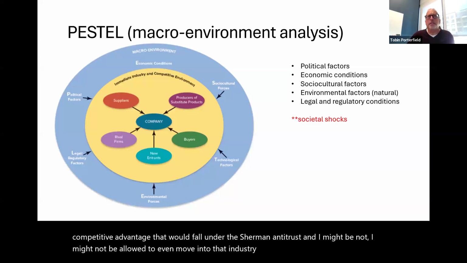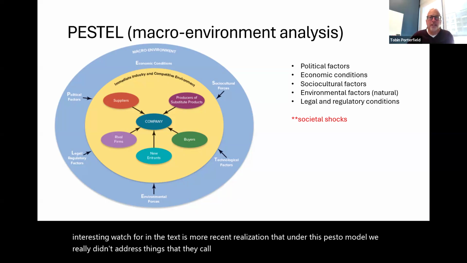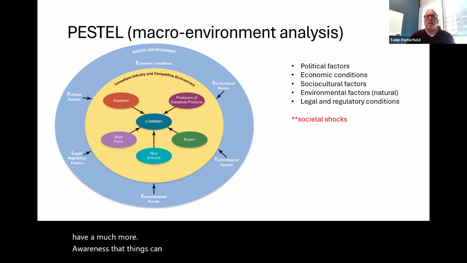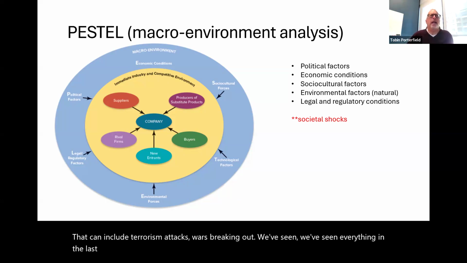Another item that I think is interesting to watch for in the text is a more recent realization that under this PESTLE model, we really didn't address what they call societal shocks. After experiencing COVID, we have a much more awareness that things can go horribly wrong, horribly fast. That can include terrorist attacks, wars breaking out. We've seen everything in the last 10 years, and they're not really accounted for directly in this.